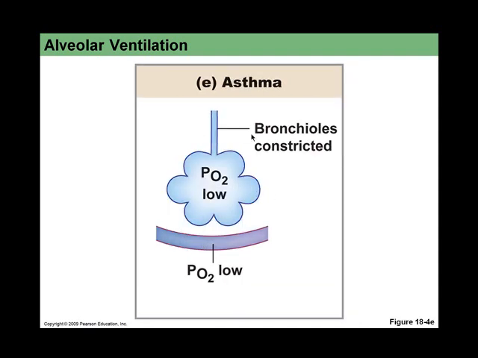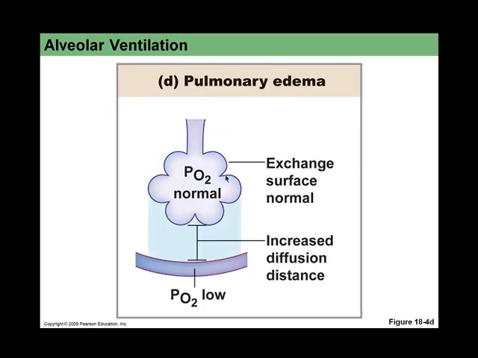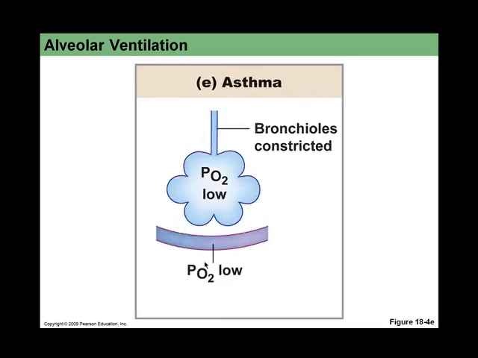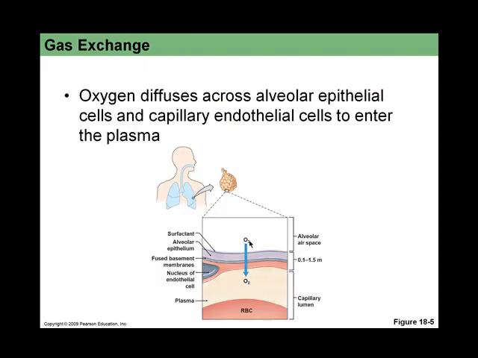In asthma, you get the bronchiolar constriction, so the PO2 would be low. So here we remember the surface exchange is normal, but the distance changes. Here you get the PO2 being low inside the alveolus. Everything else is normal range capabilities, but you still don't get the effective transcapillary bed gain in oxygen.